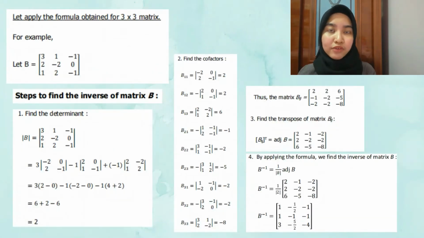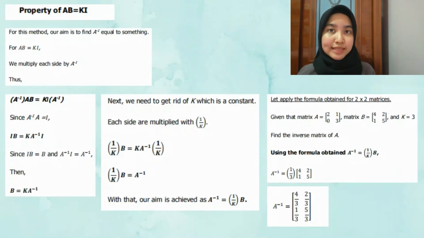Now for the 3 by 3 matrix, we use the same 4 steps just now to find the inverse of matrix B. The second method is by using the property of AB equal to kI. In this method, we just need to manipulate the fact that AB equal to kI with the aim to find A inverse equal to something. These are the steps that are implemented. With that, we manage to find A inverse, which is equal to 1 over k times B. This is a formula that can be used to find the inverse of a matrix.